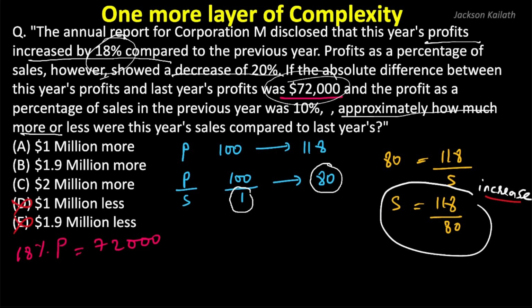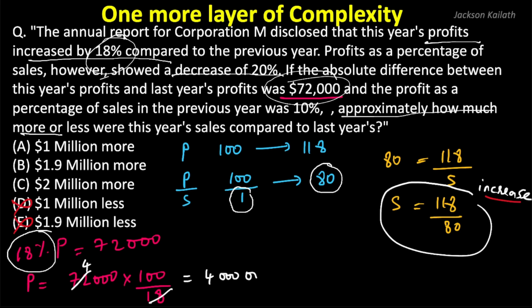So that gives me that P is equal to 72,000 into 100 by 18. I'm just taking this 18% to the right hand side, and then I can simplify this, right? 18 into 4 gives me 72. So I can cancel this and I can write 4 over here, and 4,000 into 100. So this is equal to 400,000. That's the profit of year 1 or last year.